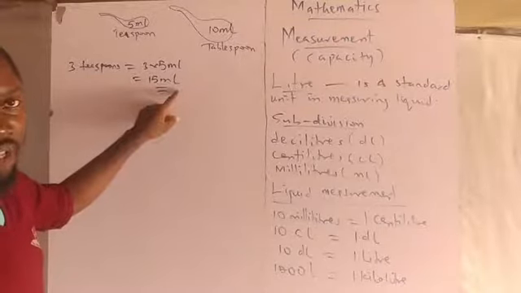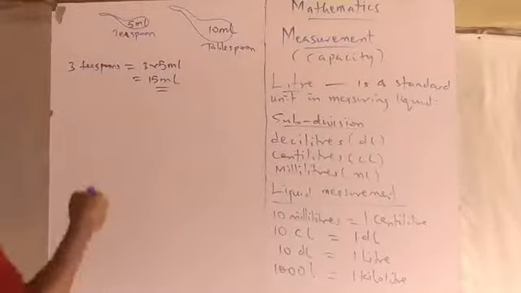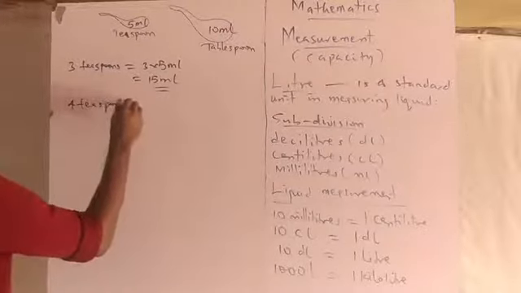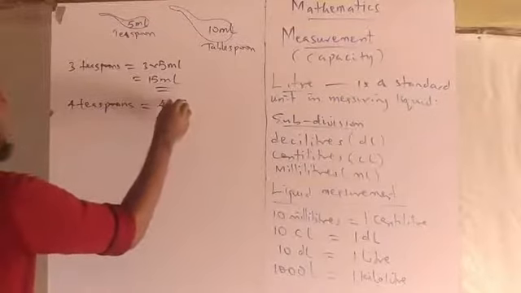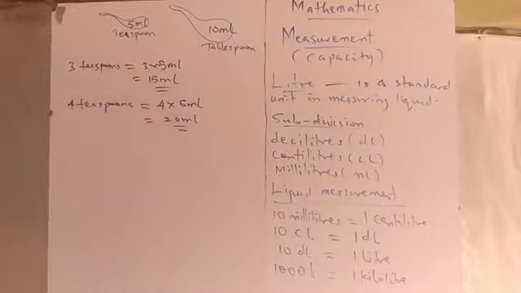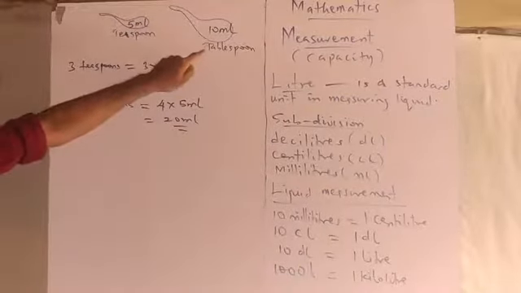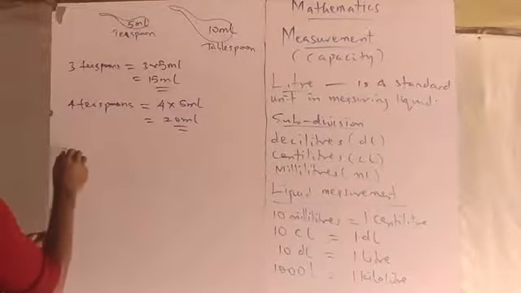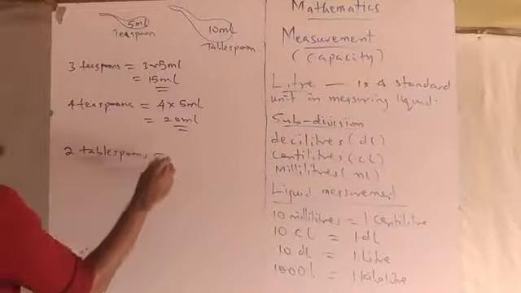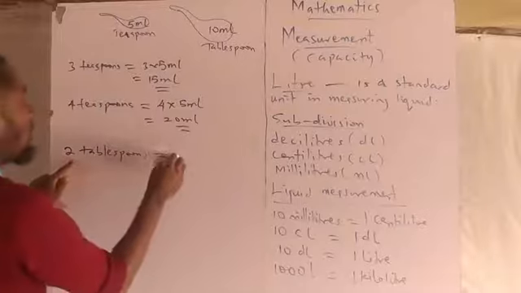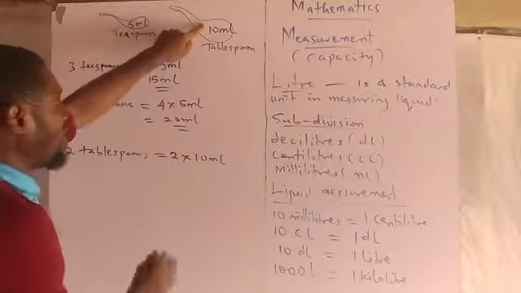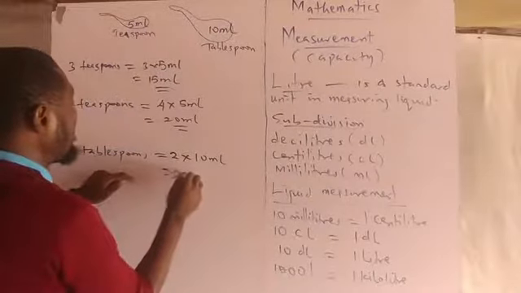Do you understand what I'm doing? Good. Now, if it was 4 teaspoons that she used, what would be the answer? That would be 4 times 5 milliliters, which gives you 20 milliliters. Now, if mommy uses 2 tablespoons to give you the drug, that will be 2 times 10 ml because a tablespoon is 10 ml, which means she gave you 20 ml of drugs.